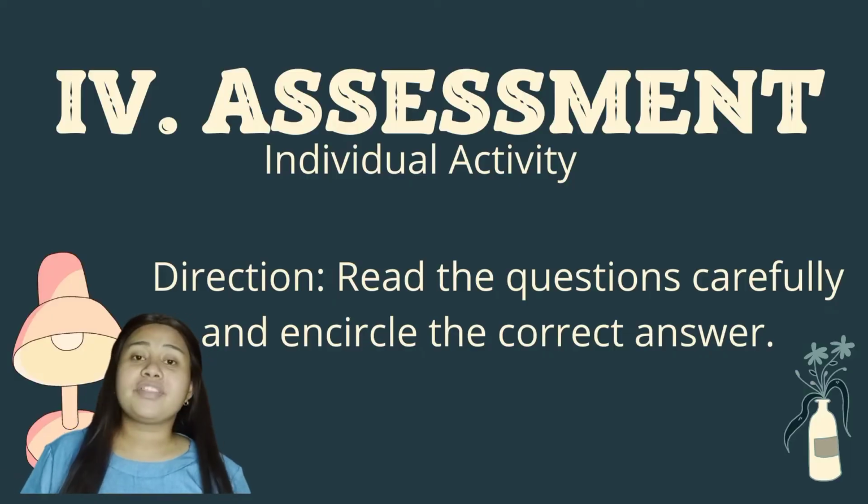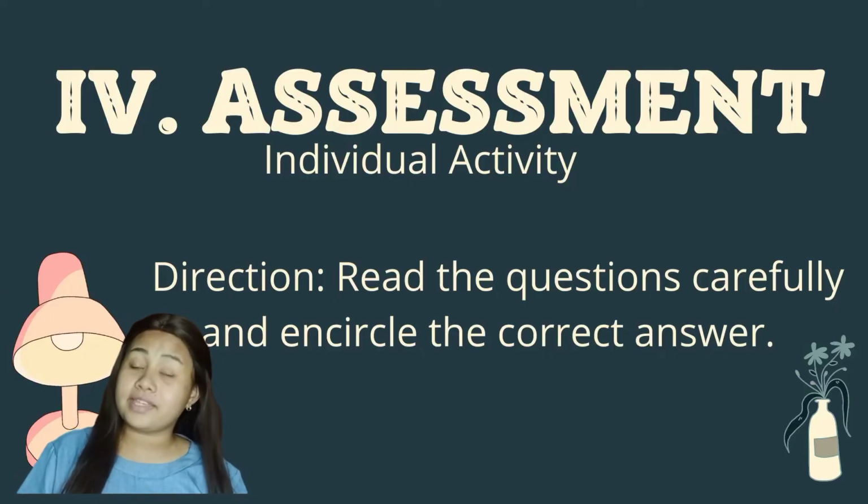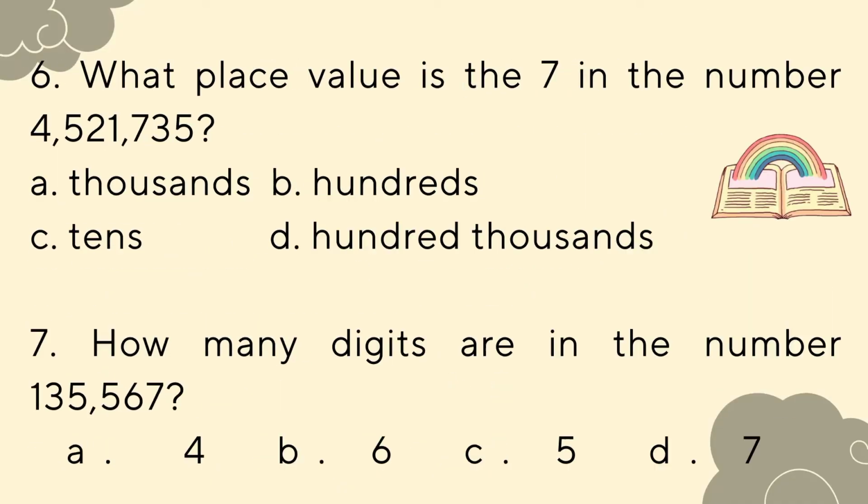Now, let's proceed to your second activity. Again, the second activity is an individual activity, meaning do it on your own. Okay? Direction: this activity is 10 items only, a multiple choice question. I'll be giving you 10 minutes to finish this task. Is it clear? Now, you may start. Good luck! A few moments later.